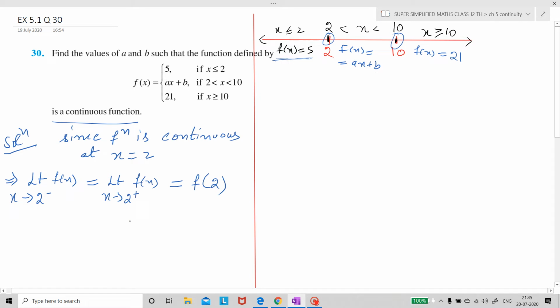Since the function is continuous at the point 2, this implies the left hand limit of the function at the point 2, where 2 minus indicates the left hand limit, is equal to the right hand limit of the function at the point 2, which is equal to the value of the function at the point 2, and we call it equation number 1.